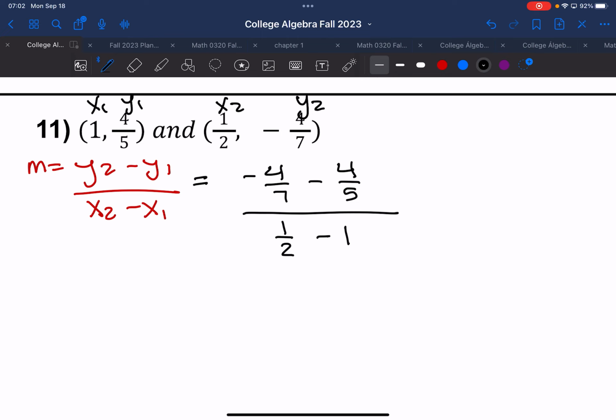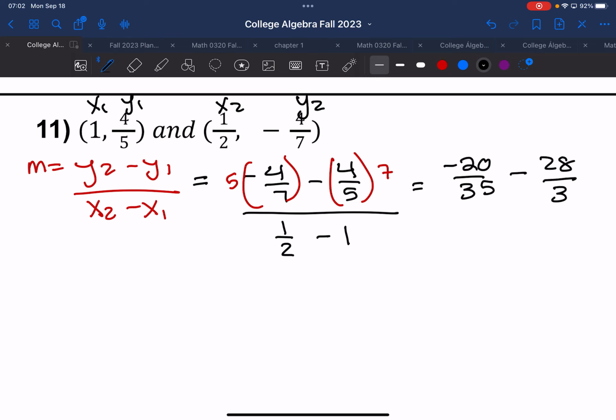Okay. So on the top, in order to subtract these two fractions, we need a common denominator. What would that common denominator be? 35. 35. So I'm going to multiply the first fraction by 5, second fraction by 7. Remember, that's the top and the bottom. Okay. So my first fraction, I have -20 over 35. And then in my next fraction, I have 28 over 35. Okay.